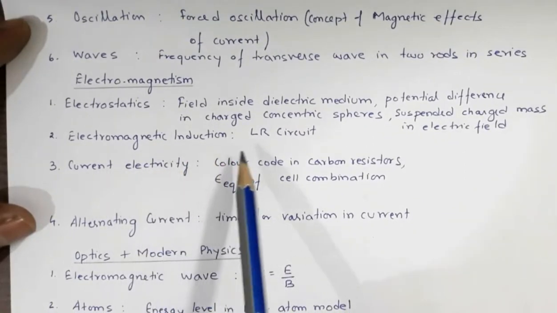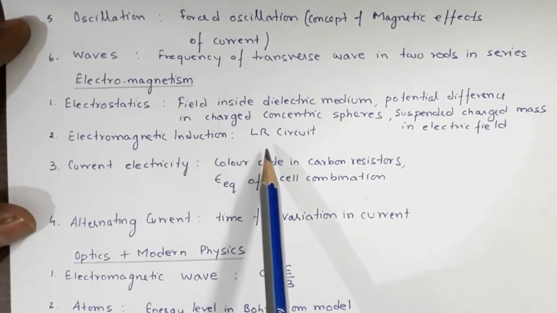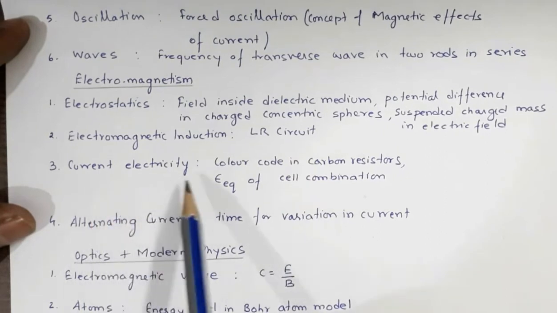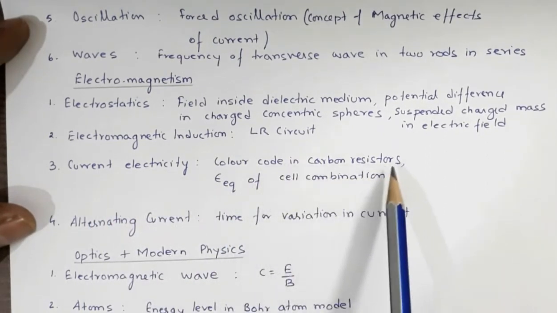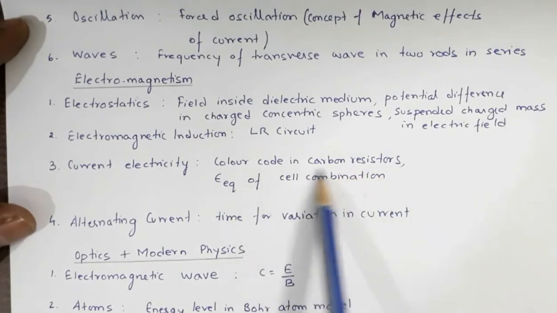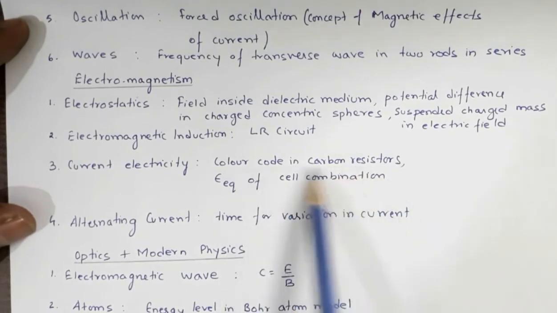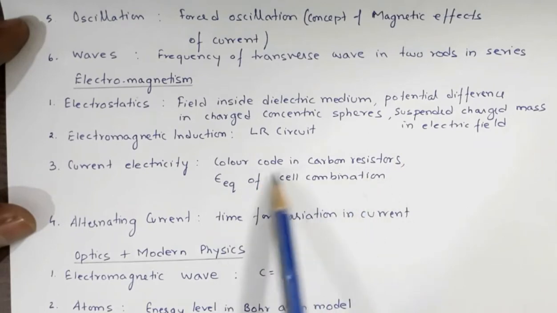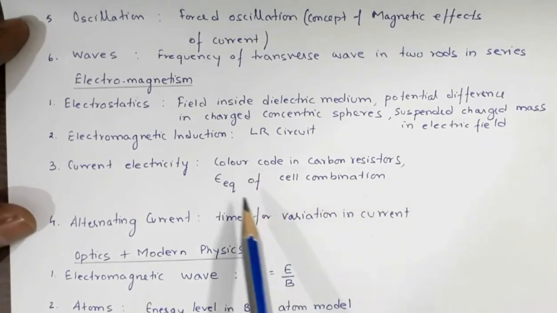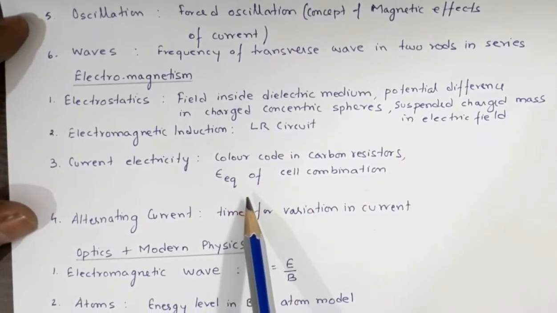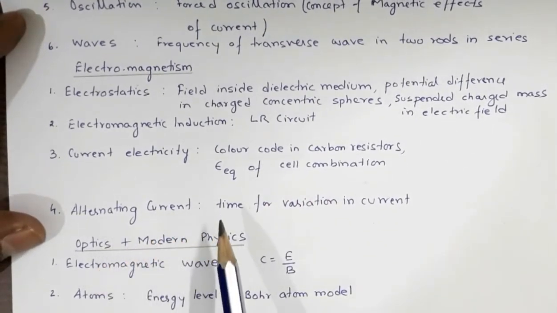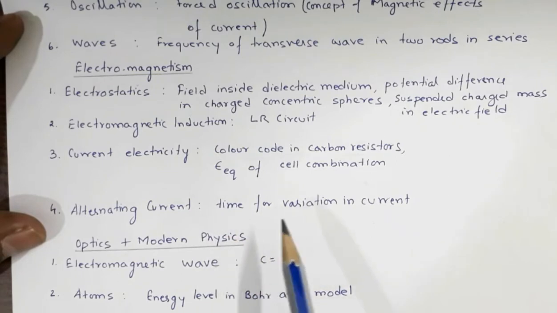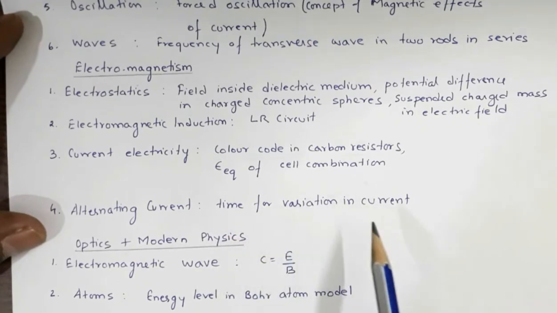So there were 3 questions from this chapter, electrostatics. From electromagnetic induction, there was one question from the topic LR circuit. From current electricity, there were 2 questions. One question from color code in carbon resistors. Now this is among your favorite questions. Now in January also, in almost all the papers, questions were asked from color code in carbon resistors. Then there was one more question on equivalent EMF of cell combination. From alternating current, the question was asked where there was a variation in current and the time taken was asked.